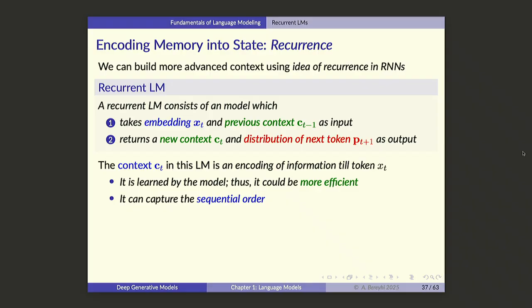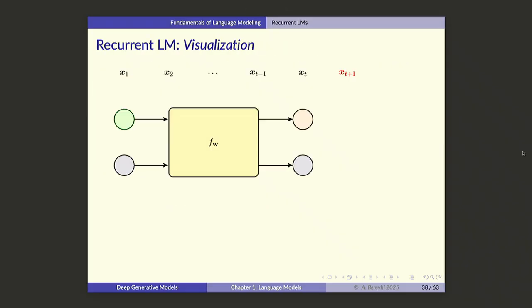Now, if you want to have a bit of visualization here, you can again think of one neural network. This is one general neural network. It has a bunch of parameters W. And this guy can take two inputs. One of them is your current token. The other one is the context, the previous context, right? And then when these two go inside, you're going to get a new context and the probability of the next token. So let's start with this sequence.